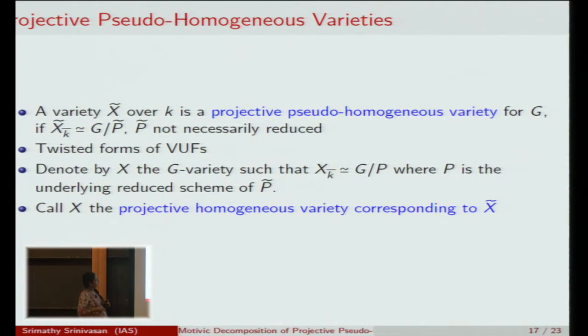and this is the notation. So if X tilde is a projective pseudo-homogeneous variety, X denotes the corresponding homogeneous variety. So we can associate a projective homogeneous variety to a projective pseudo-homogeneous variety. Okay, and I show that although they look very different, although they're not isomorphic in general, the Chow motives are isomorphic.